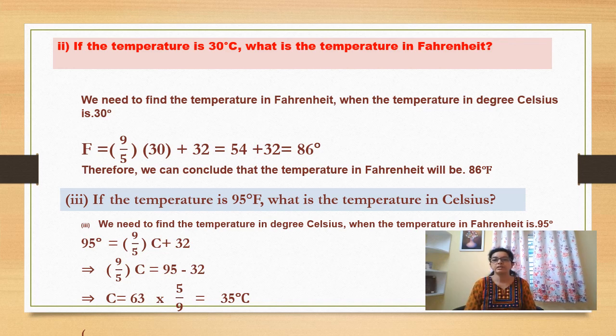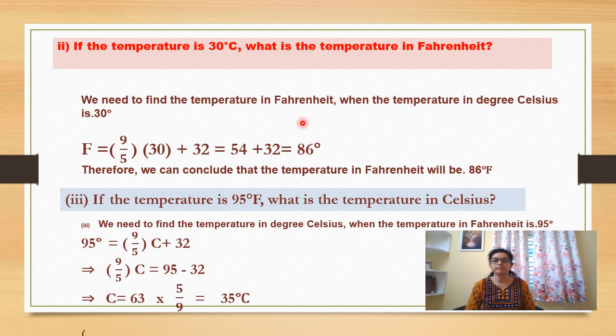If the temperature is 30 degrees Celsius, what is the temperature in Fahrenheit? It means we are going to convert Celsius into Fahrenheit using the same formula. Now here we will replace C with 30. In the place of C, we are going to write 30, and we are going to do the calculation. 5 sixes are 30, 9 sixes are 54. 54 plus 32 is 86. So the Fahrenheit will be 86.